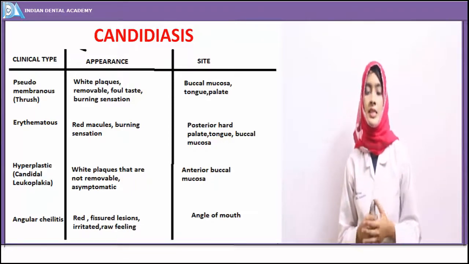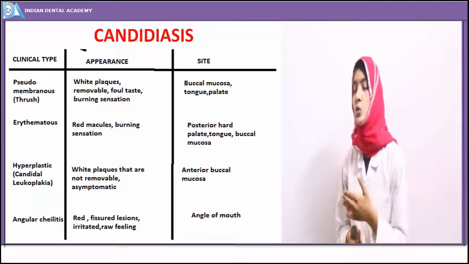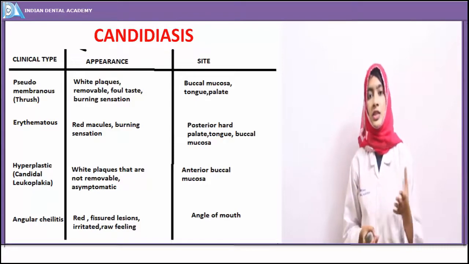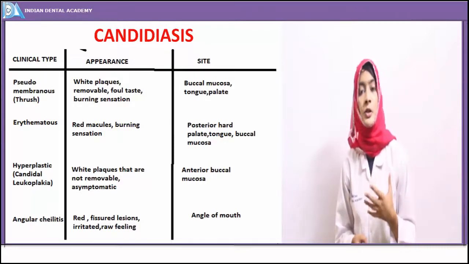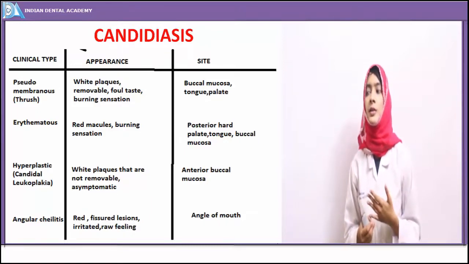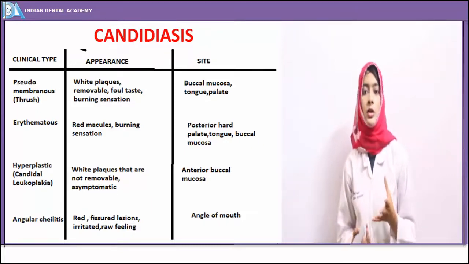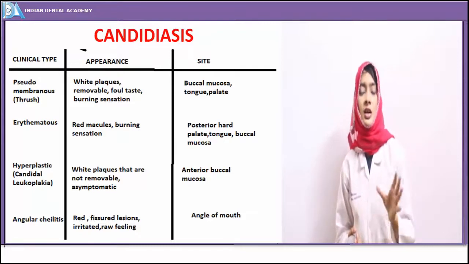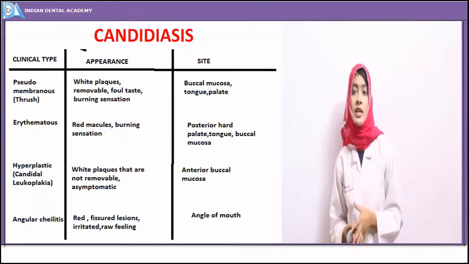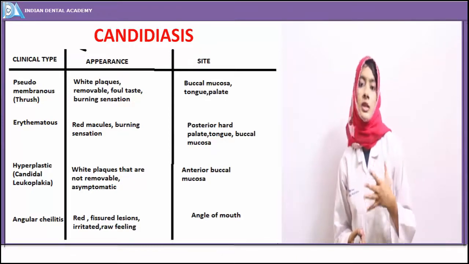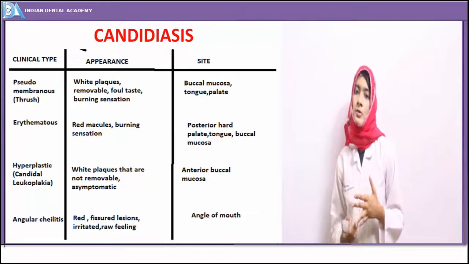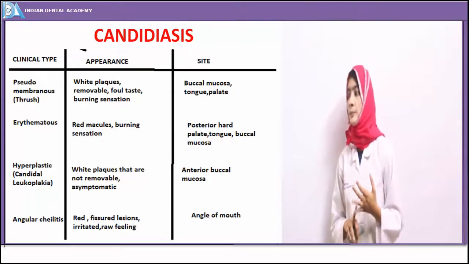The erythematous type of candidiasis is also known as antibiotic sore mouth. It occurs as a sequela to the usage of broad spectrum antibiotics for a longer period of time. Here the clinical appearance is of plaques which are reddish in color, and they are extremely painful and cause a burning sensation of the oral mucosa. They may be seen on the tongue, buccal mucosa and the posterior part of the hard palate.